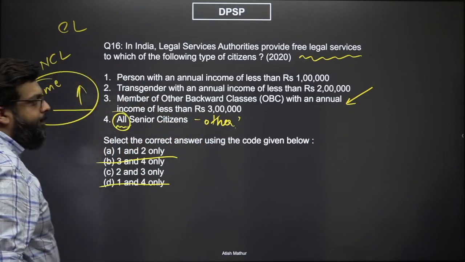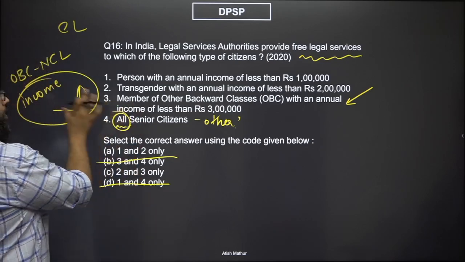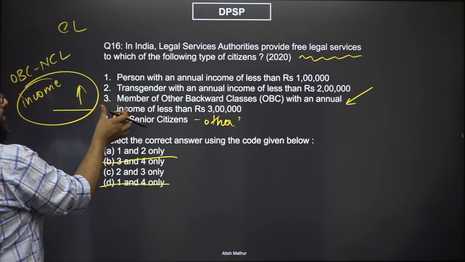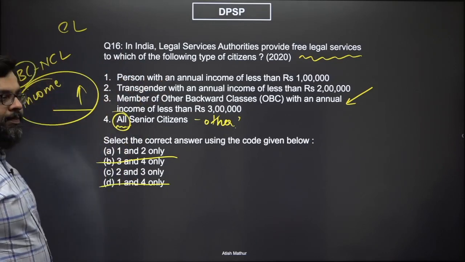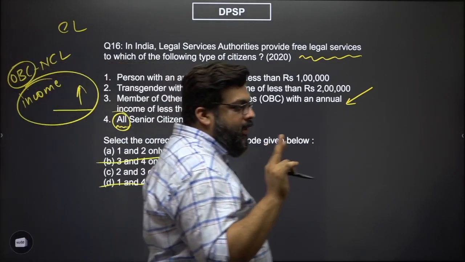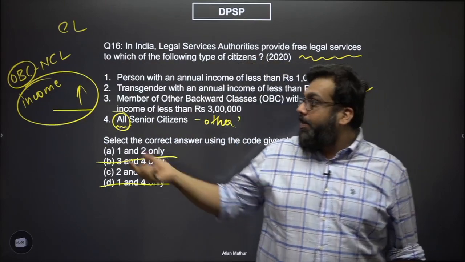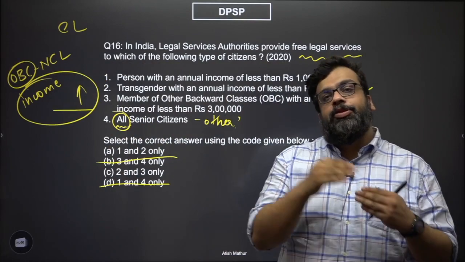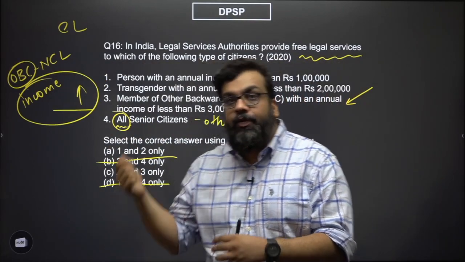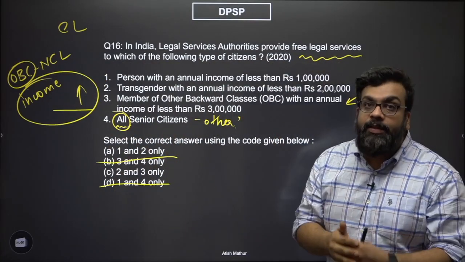For a non-creamy layer. Now, can you have 2 different income layers for 2 different benefits but to the same community? 2 different layers for 2 different benefits but to the same community. That in one case, OBC income should not be more than this, but if you want free legal services, it should be further below.